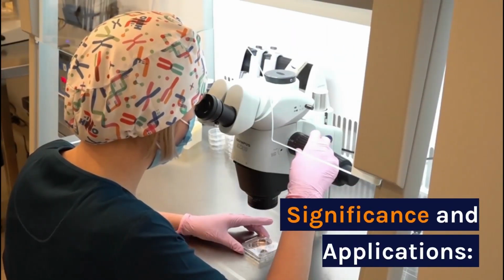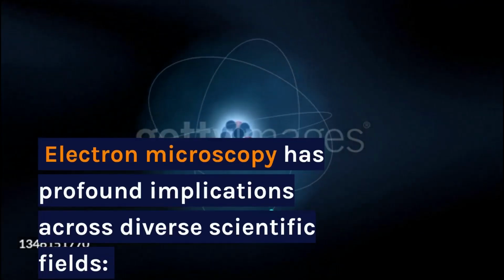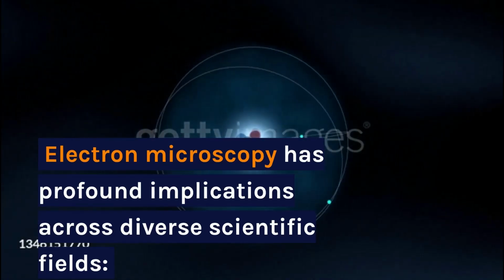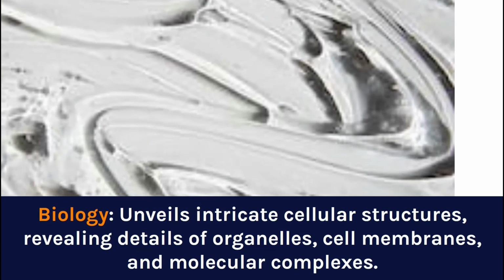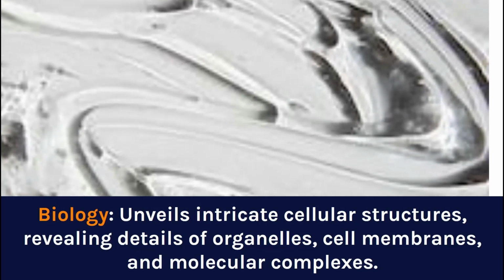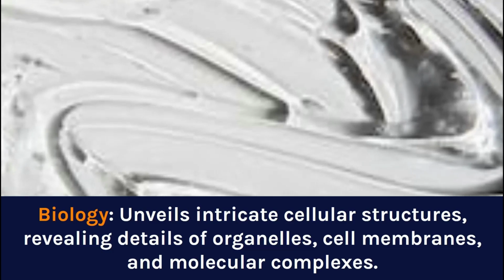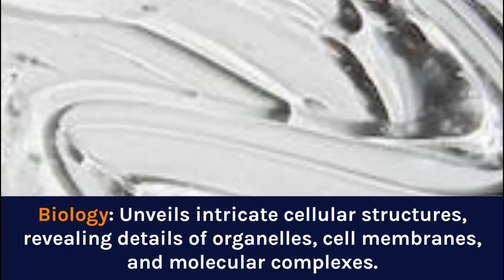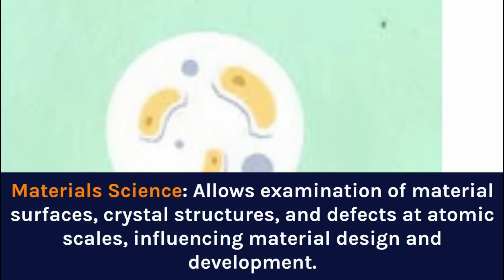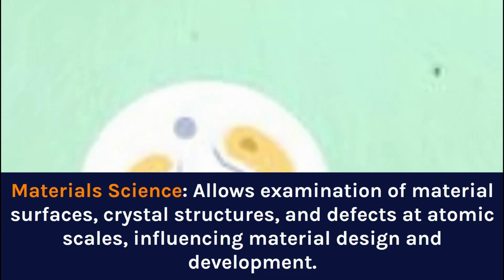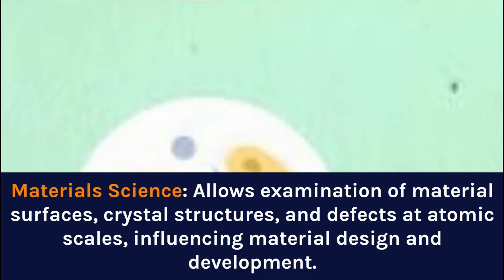Significance and applications. Electron microscopy has profound implications across diverse scientific fields. Biology: unveils intricate cellular structures, revealing details of organelles, cell membranes, and molecular complexes. Materials science: allows examination of material surfaces, crystal structures, and defects at atomic scales, influencing material design and development.